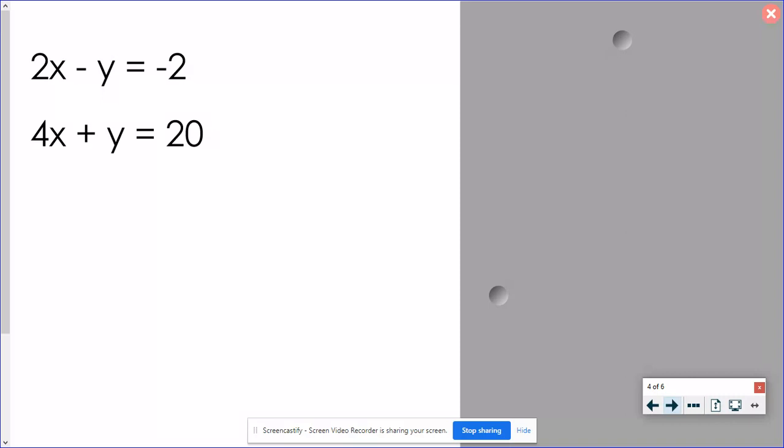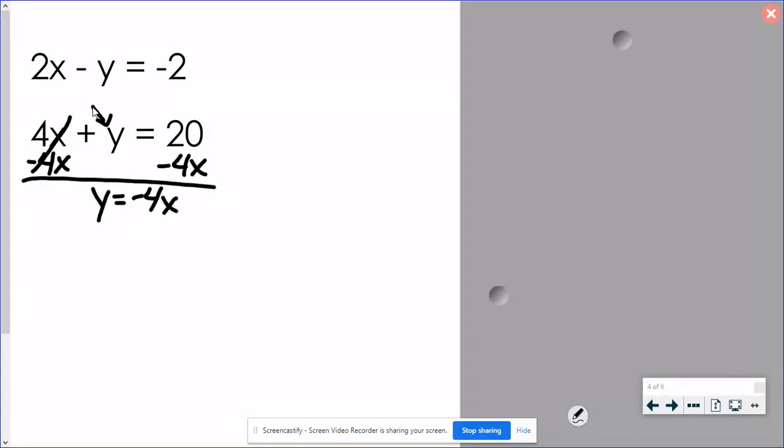Looking at this problem, hopefully you'll notice that it's very similar to the last one we did. Again, the y's don't have a number in front of them, but I would want to pick the positive y because I don't have to worry about that negative then. So to get this y by itself, to get rid of adding 4x, I would subtract 4x. And again, the 20 doesn't match that 4x. I would write this as negative 4x plus 20. That's my y. That's going to go in place of that y.